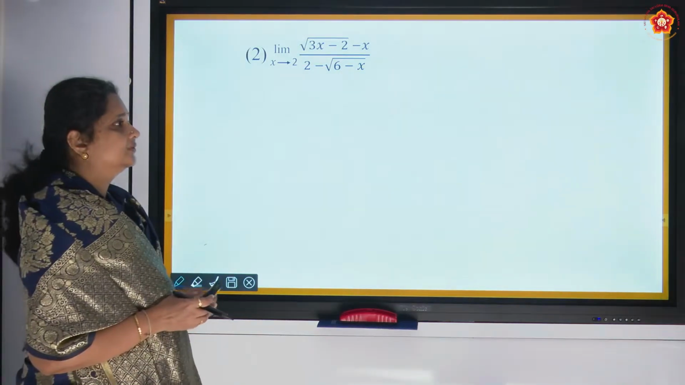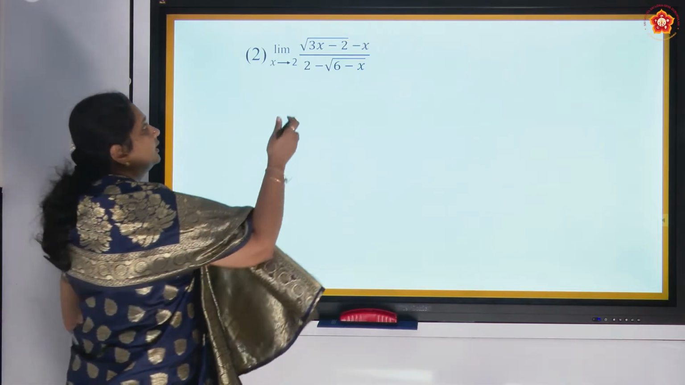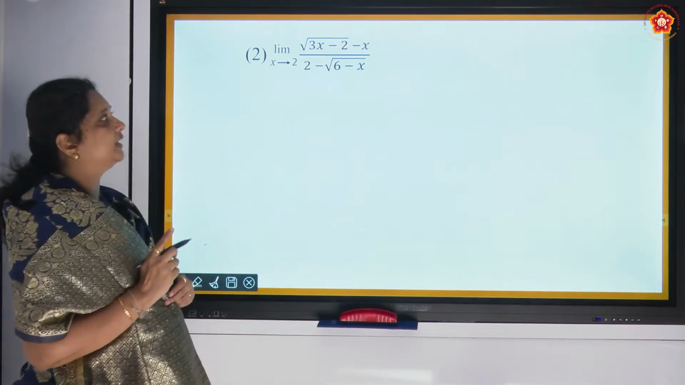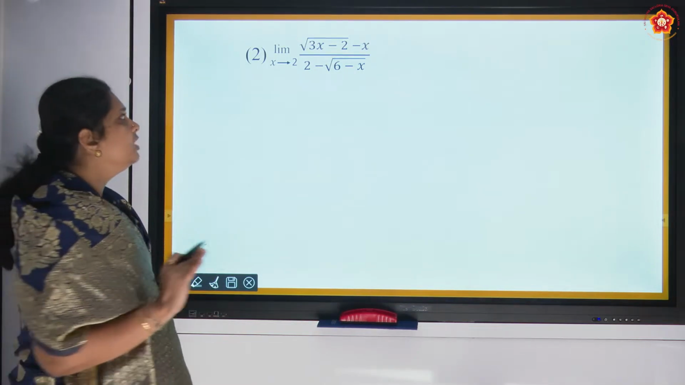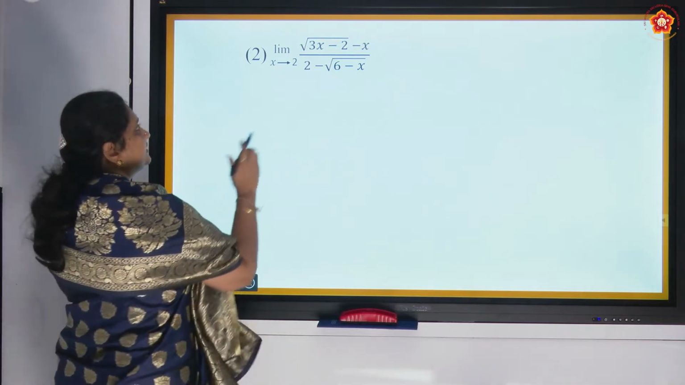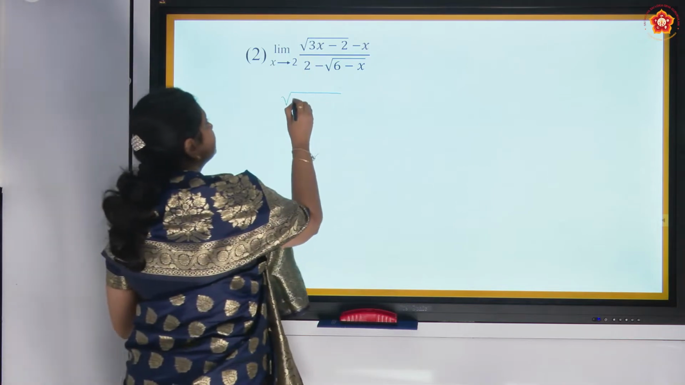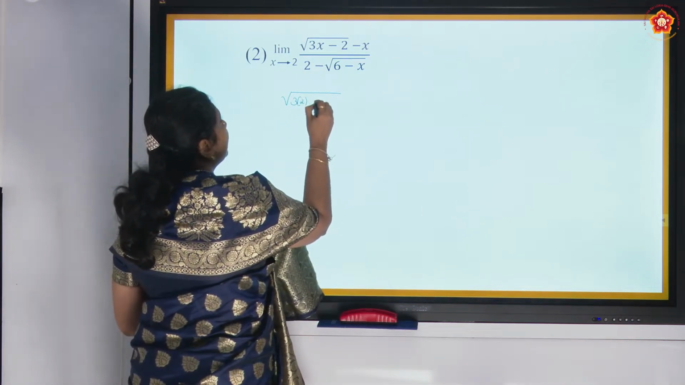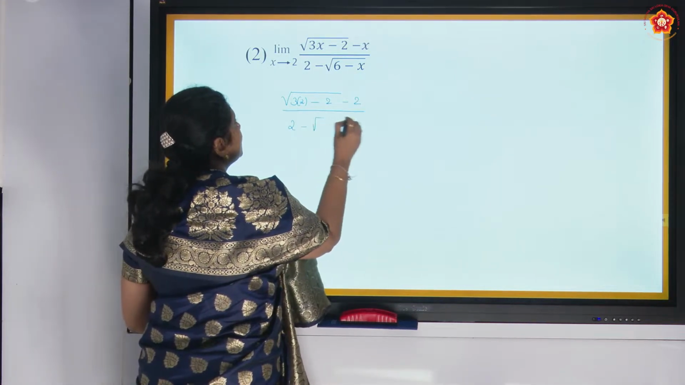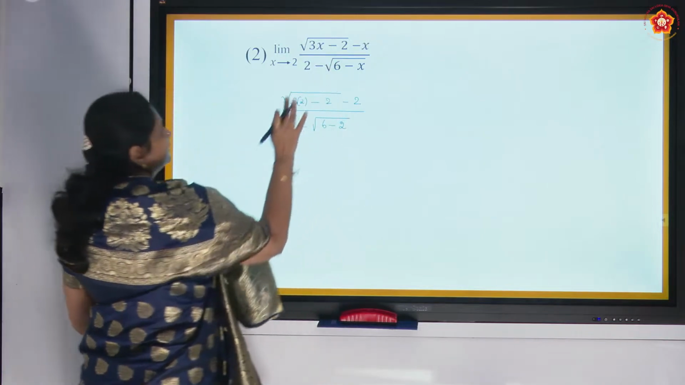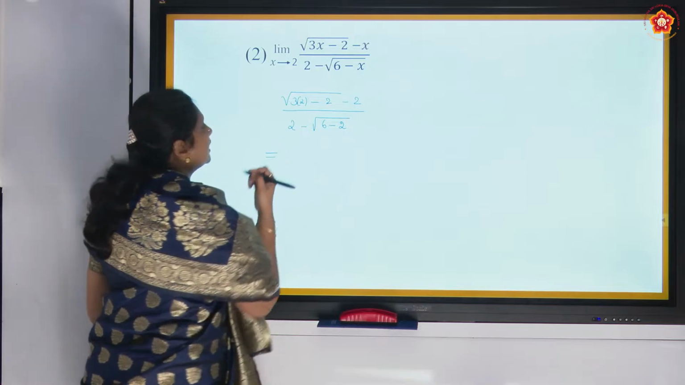Okay. So the next question, question number 2. Here if you observe, it says limit x tending to 2, root of 3x minus 2 minus x by 2 minus root of 6 minus x. Okay. First, let's substitute the limits and see what we are getting. If you get a direct answer, well and good, we can evaluate the limits easily. So when I substitute 2 in place of x, this is how the function turns. Let's see when I solve what answer I get.